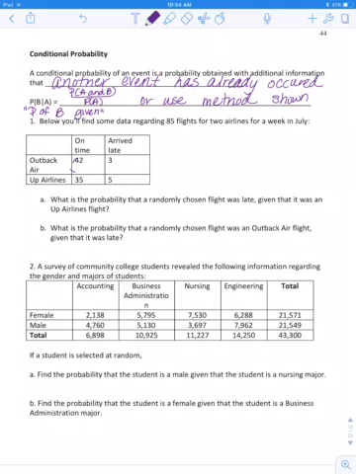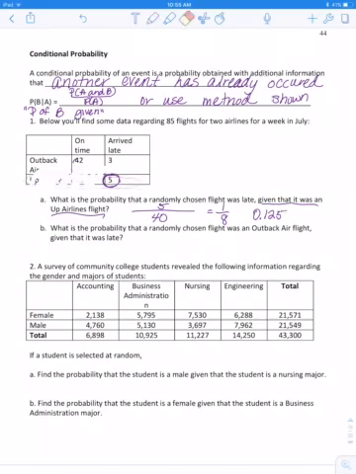Part A says, what is the probability that a randomly chosen flight was late, given that it was an Upstate Airlines flight? Given that it was an Upstate Airlines flight means we only want to look at the Up Airlines. So our total will be the total of Up Airlines, not of all of them. So that 35 plus 5 would be 40. Then we're going to find the ones that were late just in there. So that would be 5. So we'd have 5 over 40, which reduces to 1/8, or as a decimal is 0.125.